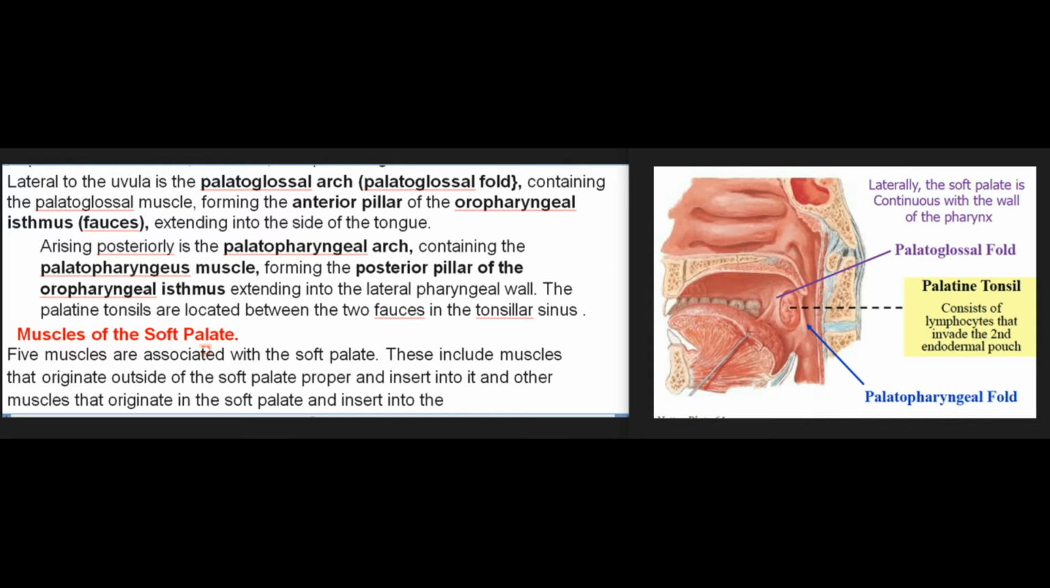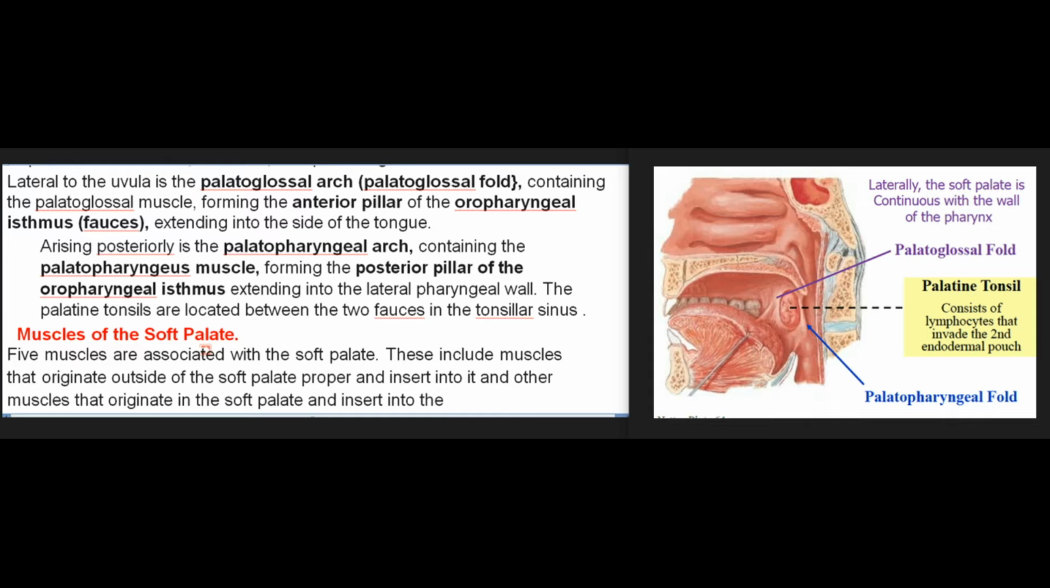Lateral to the uvula is the palatoglossal arch, or palatoglossal fold, containing the palatoglossus muscle, forming the anterior pillar of the oropharyngeal isthmus, extending into the side of the tongue. Arising posteriorly is the palatopharyngeal arch, containing the palatopharyngeus muscle, forming the posterior pillar, extending into the lateral pharyngeal wall. The palatine tonsils are located between the two pillars in the tonsillar sinus.